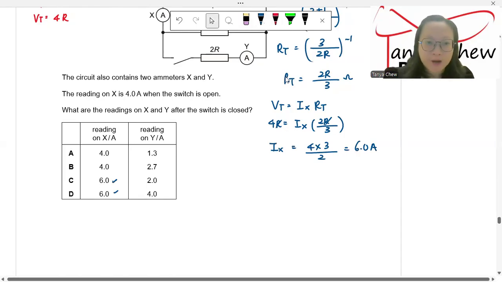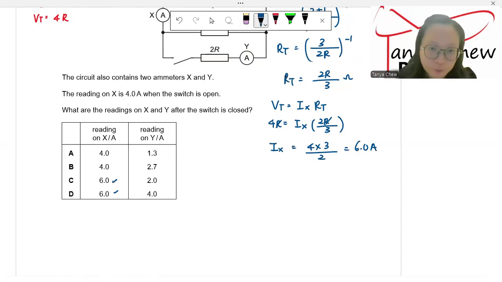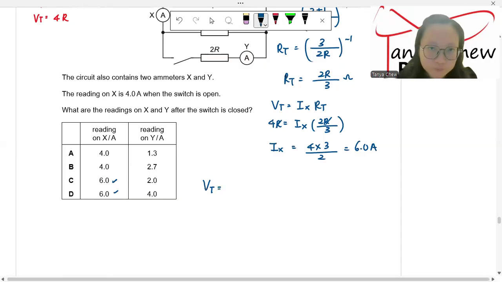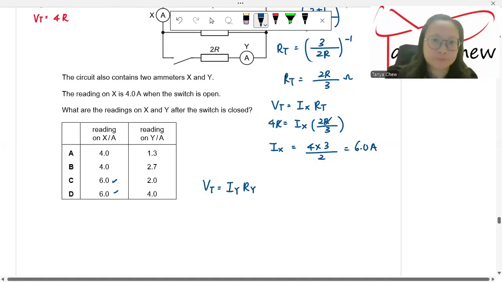Whereas for IY, I'm going to use Ohm's law as well. V total is equal to IY times RY, the one that is connected to RY. So V total is 4R, IY times 2R. So R and R cancel off, IY is equal to 2 ampere. So the answer is C.